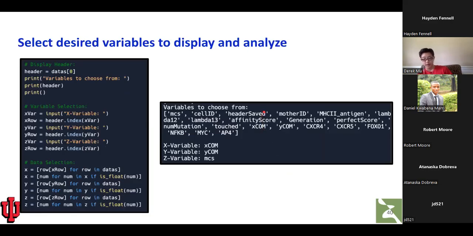Now that all the data is compiled, the user must select the desired variables to display and analyze. So let's say I chose X position, Y position, and MCS as my three variables. Then the program will create three lists of data for each of the three variables. And that's done in the code to the left.